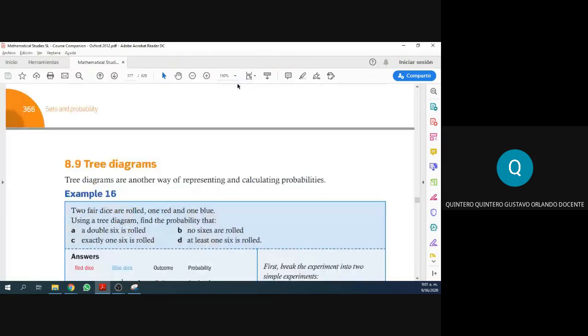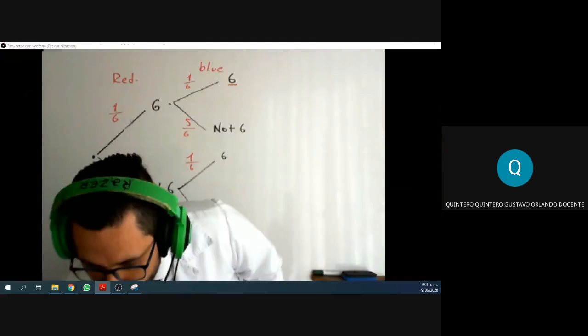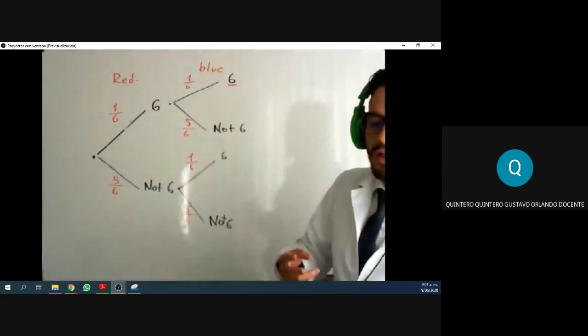Oh, like this. Maybe a little bit bigger. Yes. All right. Let's take a look at the first question. I'm not going to show you the answers because I want to show you the processes myself. So we want a double six to be rolled. How do you find the probability using our tree diagram? Here. We want double sixes.